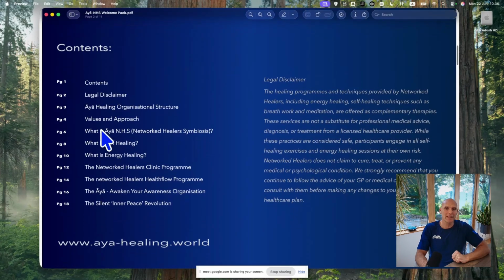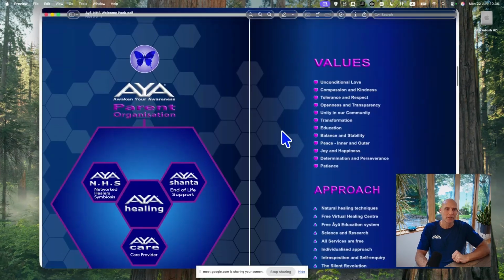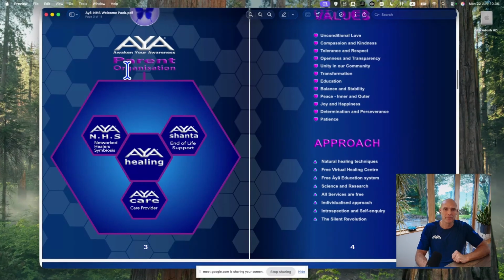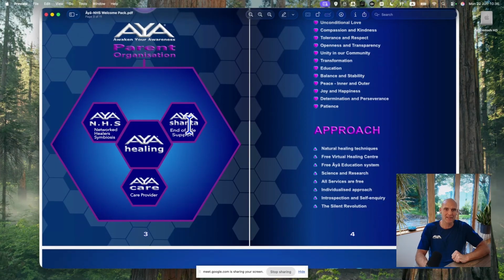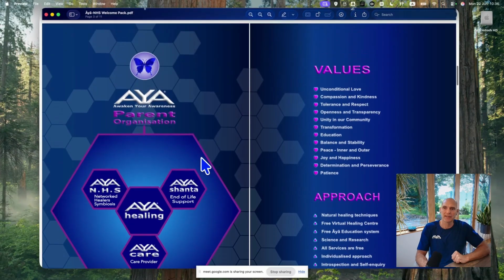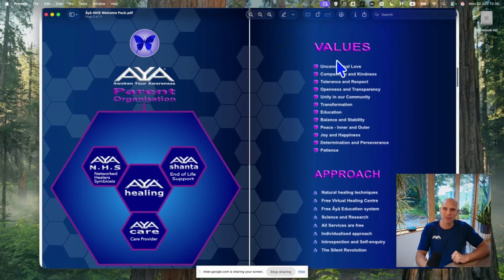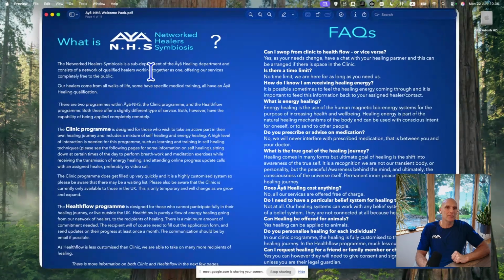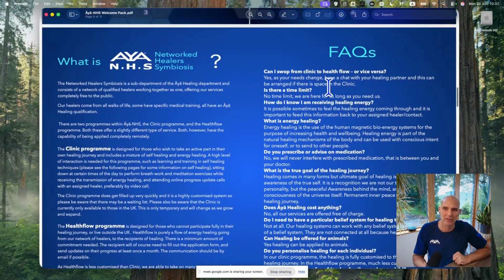So we've got a contents page, we've got a legal disclaimer there, we've got some organizational information here, parent organization, and then the healing department, and then the 3 sub-departments, Aya Shanta, end of life support, Aya Care, and Aya NHS there. And then on this side, we've got values and approach, which you guys know already. Then we've got a page on what is Network Healers. An introduction to what Network Healers is, a little bit on clinic program, a little bit on health flow program, and then a page of FAQs, frequently asked questions.